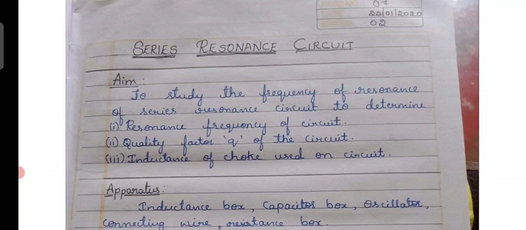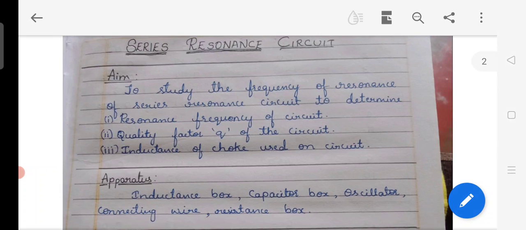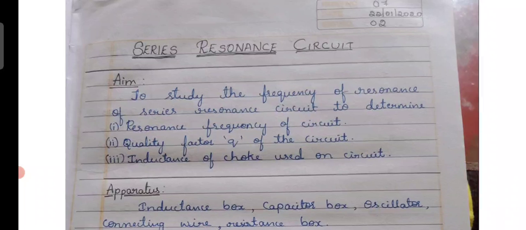And resonant frequency means the frequency at which a higher current is going to flow. The frequency at which the current in a circuit is maximum is known as the resonant frequency. It takes place at only one particular frequency. We are going to discuss that in a later part of this experiment. By using this experiment we can determine the resonant frequency, quality factor and inductance of the choke.